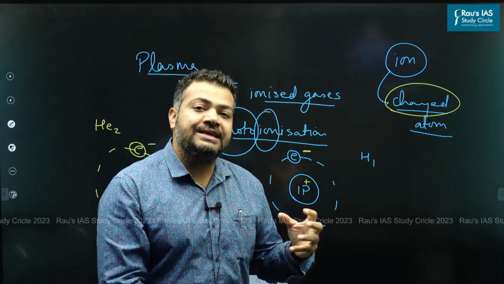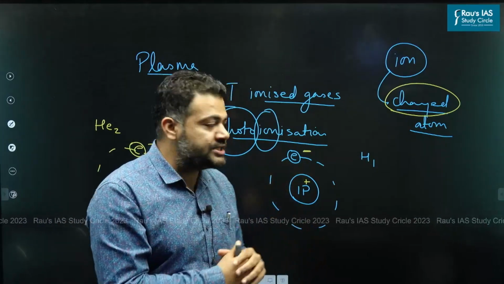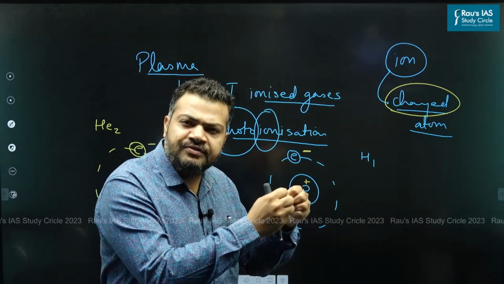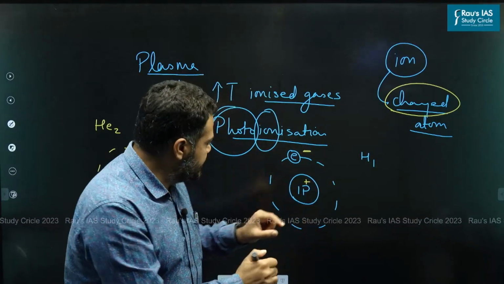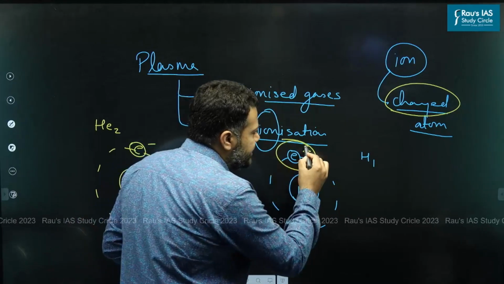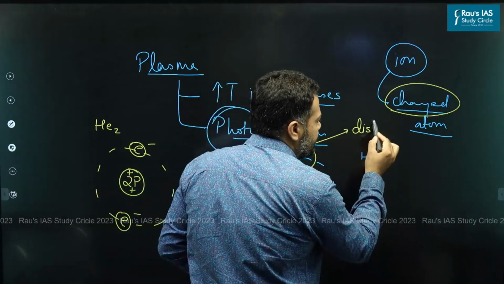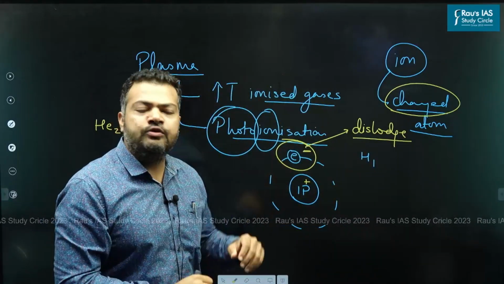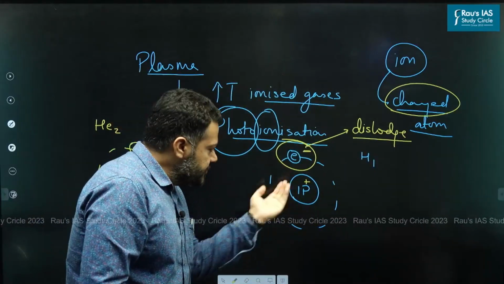So how do you exactly change this entire substance into its ionic form? What we'll do here, we'll try to apply a force, guys, so that this electron gets dislodged out from its atom, leaving the proton alone.